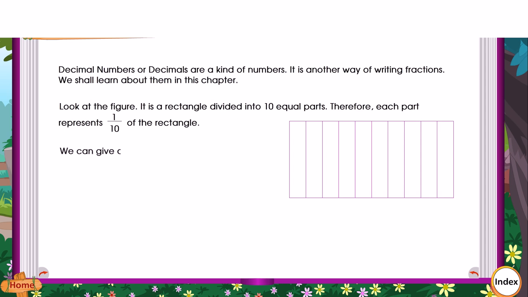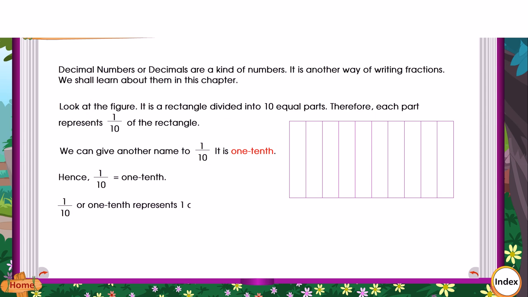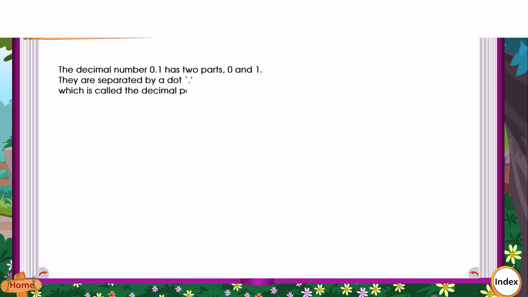We can give another name to 1/10. It is one tenth. Hence, 1/10 is equal to one tenth. One tenth represents 1 out of 10. In the decimal system, we write 1/10 as 0.1. The decimal number 0.1 has two parts, 0 and 1. They are separated by a dot, which is called the decimal point.